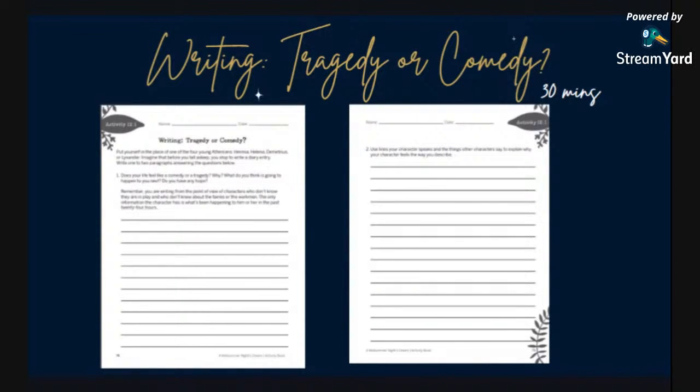Remember, you are writing from the point of view of characters who don't know they are in a play and who don't know about the fairies or the workmen. The only information the character has is what's been happening to him or her in the past 24 hours. 2. Use lines your character speaks and the things other characters say to explain why your character feels the way you describe." So after reading the directions to the students, the teacher gives them 10 minutes to write, and then after 10 minutes, the class shares their paragraphs in small groups or with the entire class.